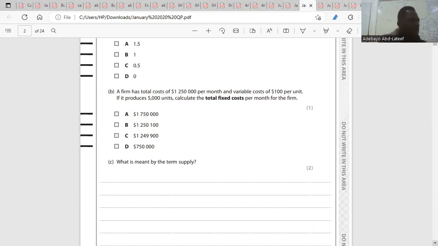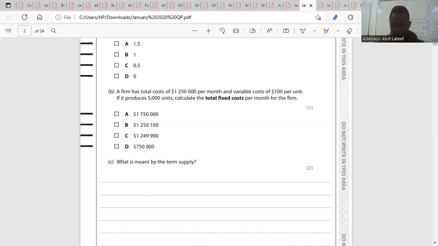Remember we said variable costs are costs that increase as output increases. So whenever we have to deal with variable cost, we have to deal with the units produced. So we have the amount to be $100 per unit, then multiplied by the total units produced. That's 100 multiplied by 5,000, which is 500,000. So we have 1,250,000 equals FC plus 500,000. We make FC the subject of the formula. So FC will be 1,250,000 minus 500,000. So the answer is 750. Is it clear? So the answer is B.